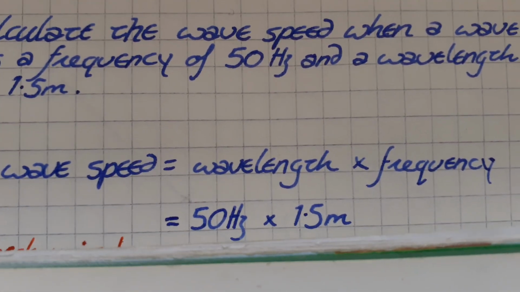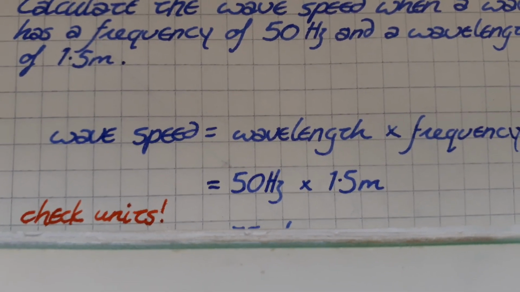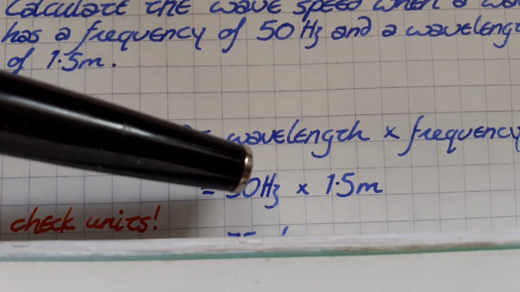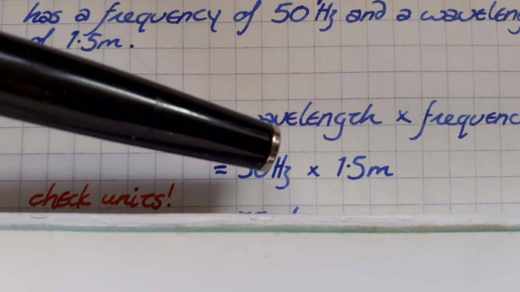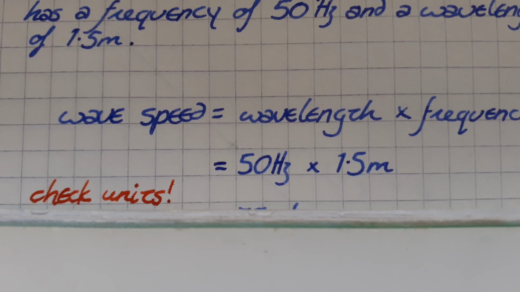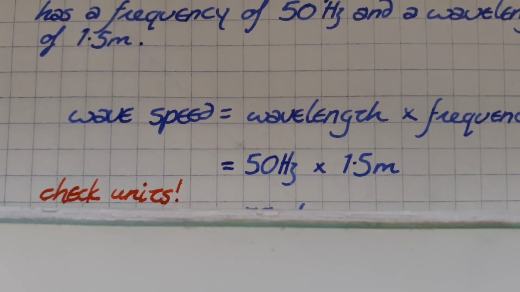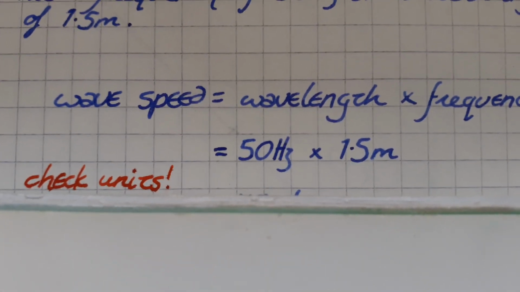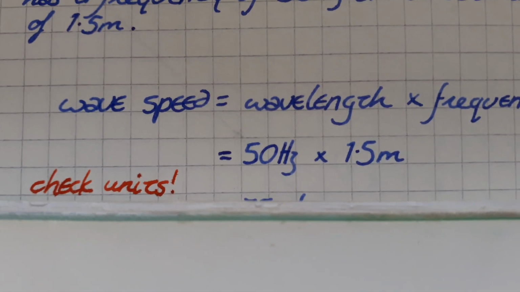The next thing I do, okay, this is important, I check the units. Sometimes you get this given in kilohertz. 1 kilohertz is 1,000 hertz, so you have to multiply it by 1,000. So 50 kilohertz would be 50,000 hertz. This one's straightforward though. You will get an odd unit later though.